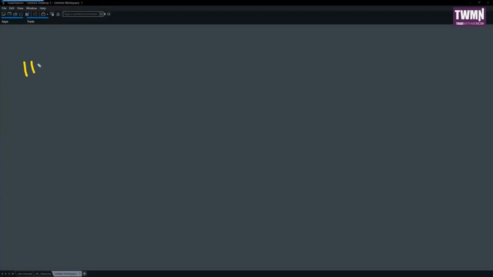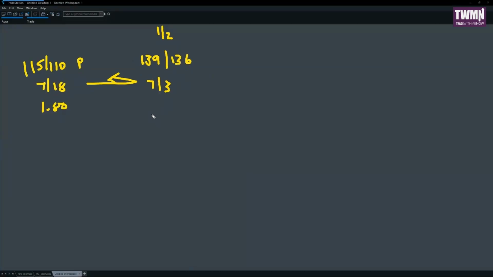All right, so we started out with the 115, 110 put debit spread for July 18th. They cost $1.80. I think my cost was a little less, I'm just going to round off. Then I rolled back to 7/3, half of them, to 139, 136. And it cost me 65 cents for half of them. So half of them cost me 2.45, and the other half still cost me 1.80.